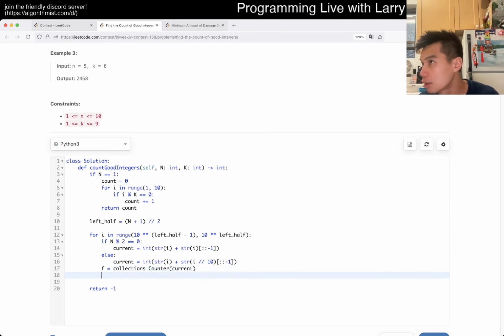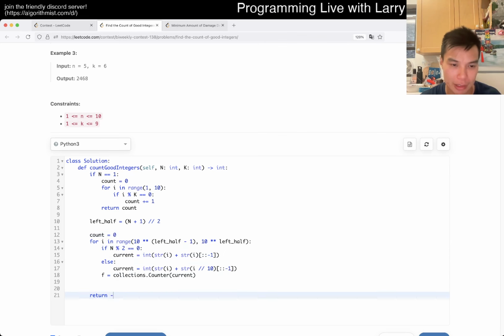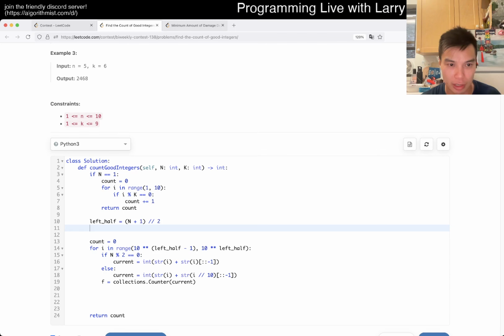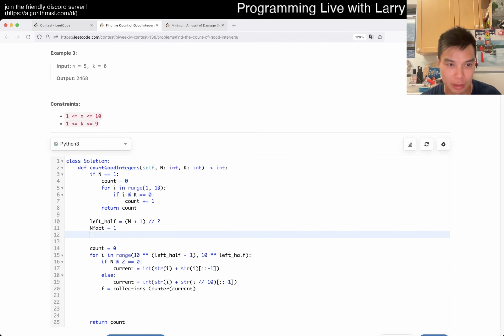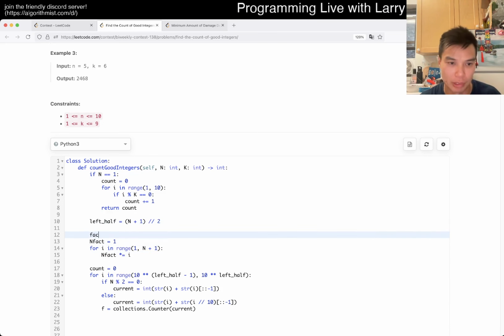So we just have to, yeah, I mean, this is actually not that bad. I just kind of misread the problem. So then now we have n factorial. Okay, let's just write n factorial. N fact. Right. Or maybe we just have factorial in general.